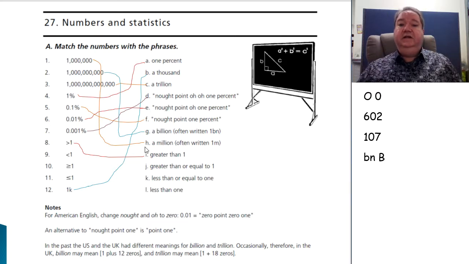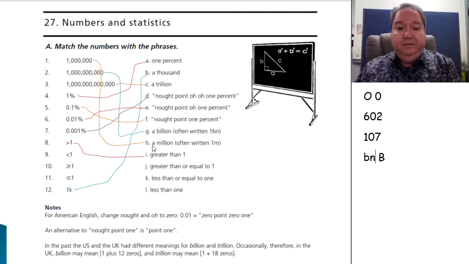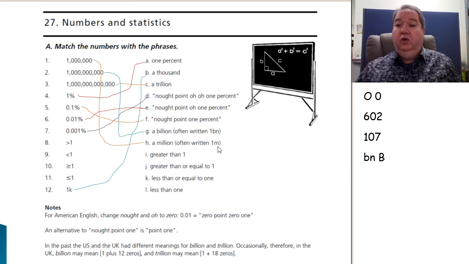Oh, it looks like I accidentally clicked a couple times here. Okay, a million. Let me back up. So that was a billion. A million, often written 1M, or sometimes with a capital M. Okay, a million, that's the one at the top here, number 1. 1 million. Thousands, millions, 1 million or a million.